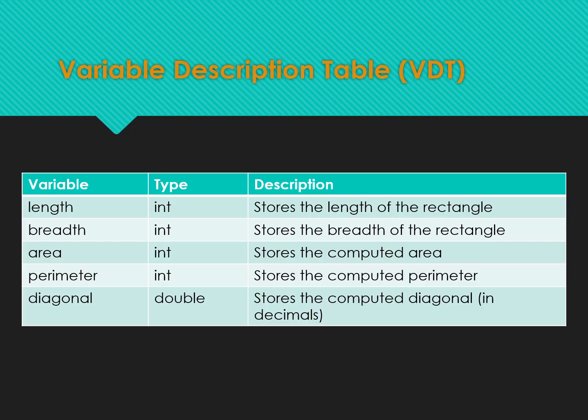Finally, we have the diagonal, which is of type double. This is because the diagonal is calculated using the square root of the sum of squares, which can often result in a decimal value. Choosing the right data type here is important to ensure mathematical accuracy and precision. Using a VDT like this helps students and programmers alike to quickly identify what each variable is used for and how it contributes to the program's functionality.